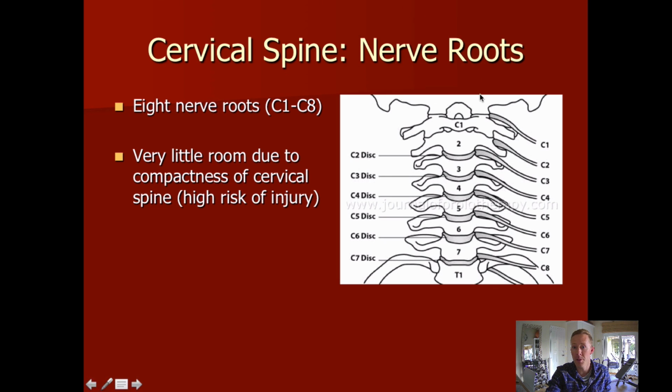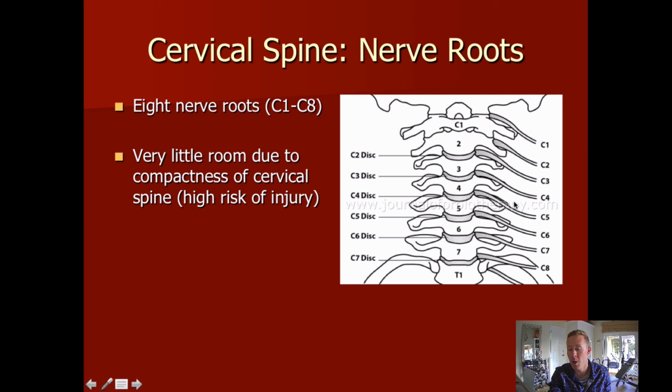So here's C1, here's the skull. Here's the first vertebrae, the one that's called the atlas. So C1 comes out underneath the skull. C2 then comes out from underneath C1. If you count like that and work all the way down, there is a C8 nerve root that comes out underneath the C7 vertebrae. There would be one on each side, and these are the nerves that go down and give us sensation and motor into our arm, especially from C5 down.